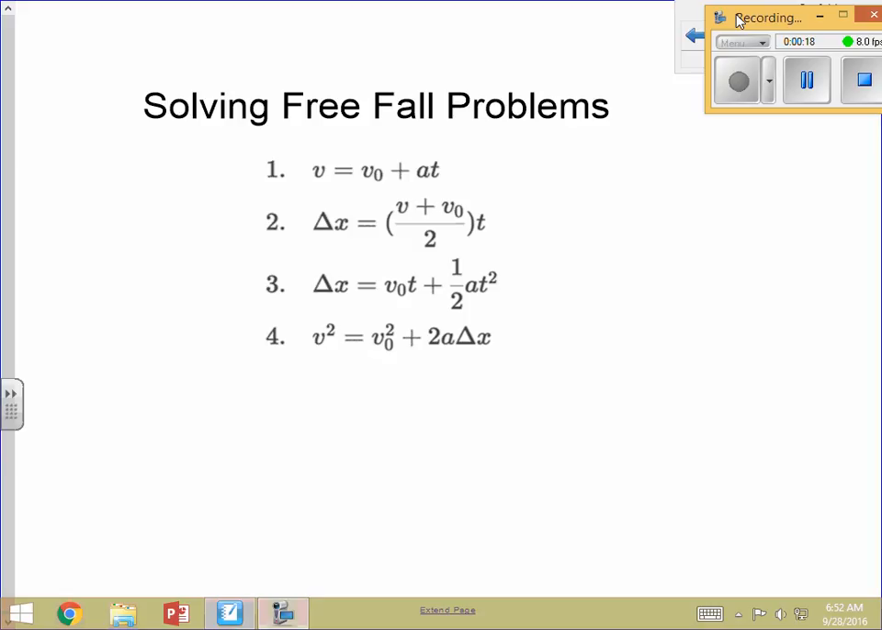This is McGuire, and today we're going to be talking about solving free fall problems. Before we do that though, we have to define what free fall means. Generally, something is in free fall if gravity is the only force acting on it. So this is if you drop an object and you ignore the amount of air resistance on it at all.